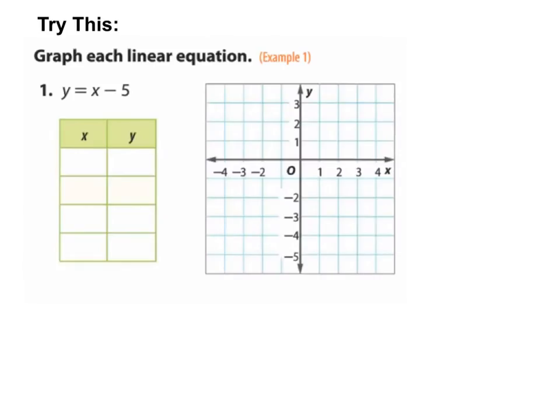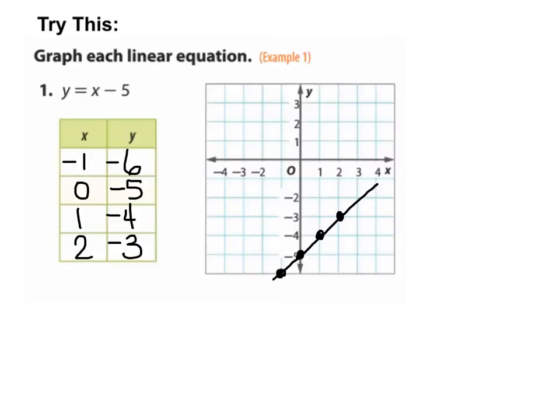Try this problem. Graph each linear equation. Y equals x minus 5. I want to remind you that if the table doesn't break into steps like it does, you still do the same process. You can write on your piece of paper to the side, or next to it or on the table or something like that. So try this problem, we'll come back and we'll see how you did.